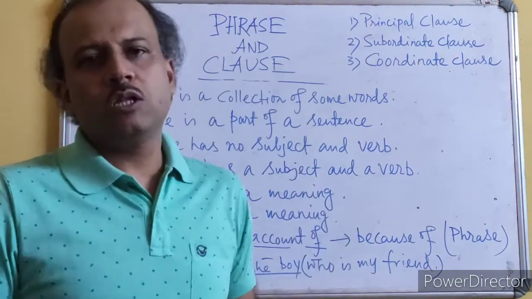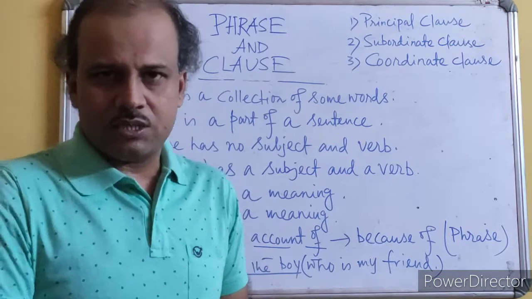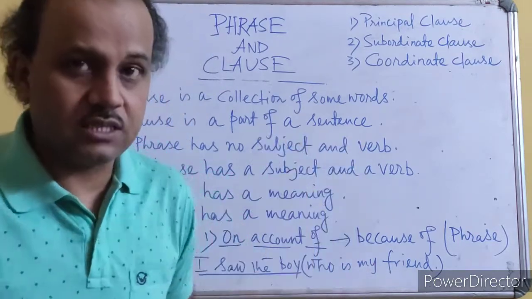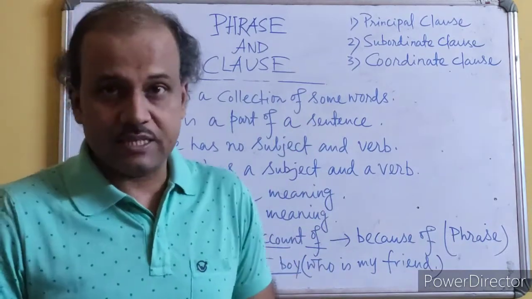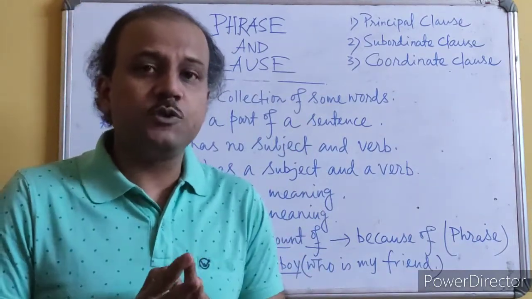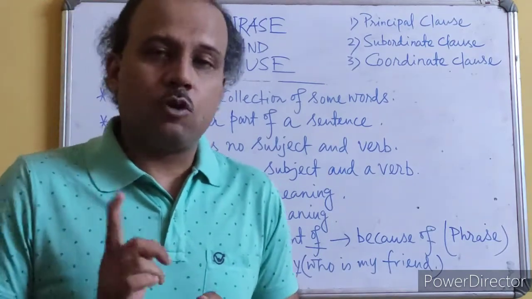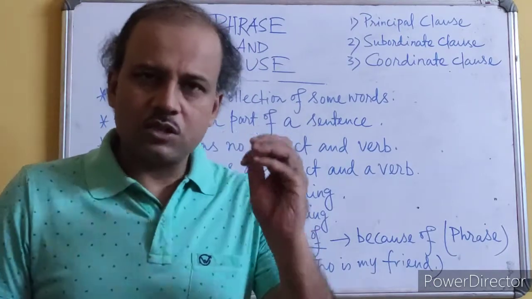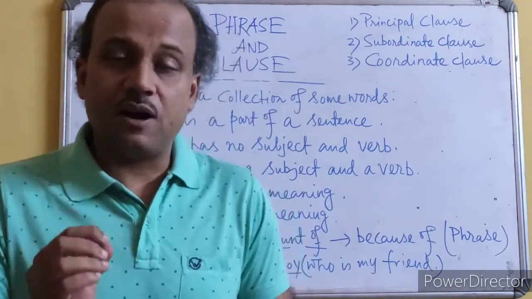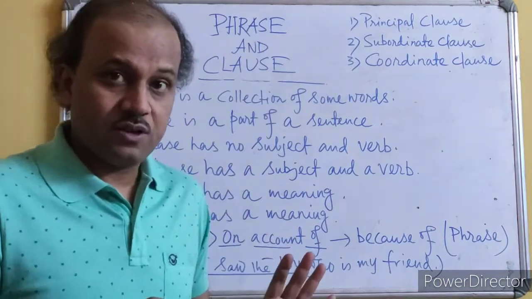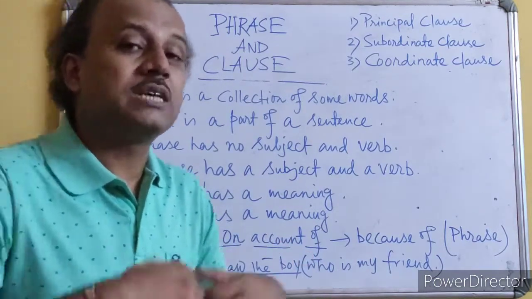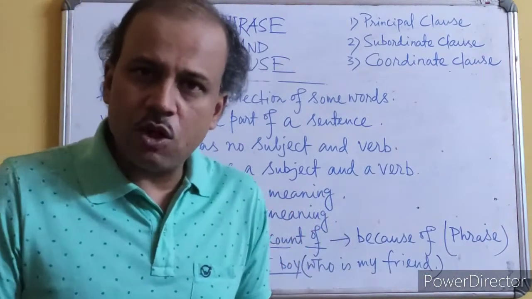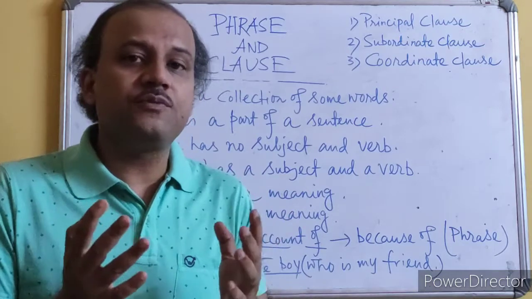A clause is also a collection of some words, and a clause is a part of a sentence. But the basic difference between phrase and clause is that a clause has obviously a subject and a verb. A clause always has a subject and a verb that a phrase doesn't have. But a clause has a meaning also. So that is the similarity between phrase and clause.